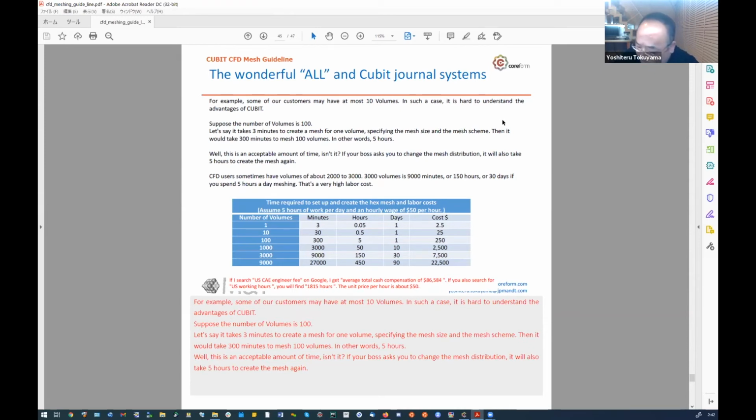Now I would like to give a brief demonstration of Cubit 3D CAD and the journal file system. First, let me introduce the function of Cubit as a CAD system. I will draw a 3D picture by myself as appropriate. There is no particular meaning to this picture, but I hope you can understand that Cubit is equipped with sufficient functions as 3D CAD.